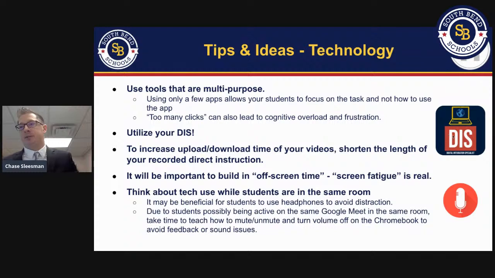Think about tech as students are in the room. So again, if you are holding that live Google Meet, it's going to be beneficial for your students to have headphones in, as well as to students possibly being active on the same Google Meet, the same room. Definitely keep track of how to mute and unmute the volume on the Chromebook.